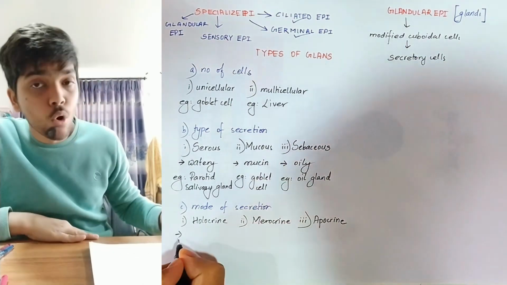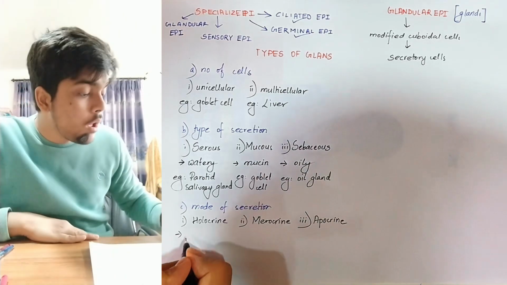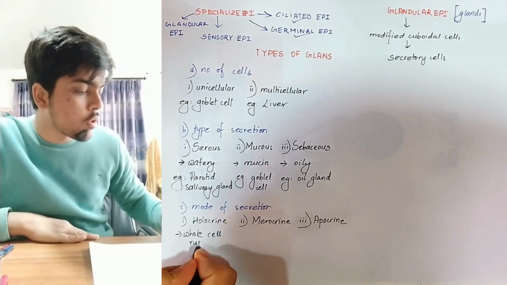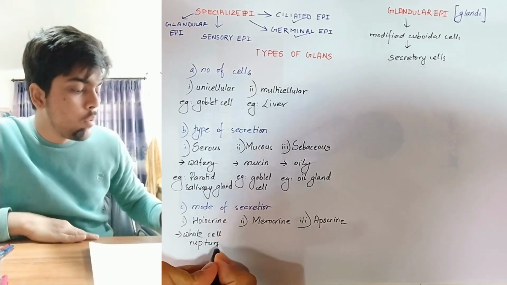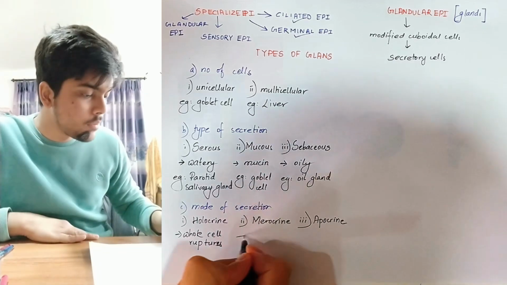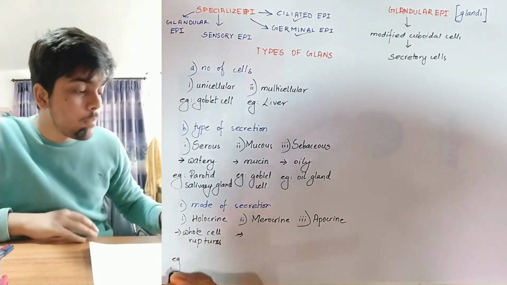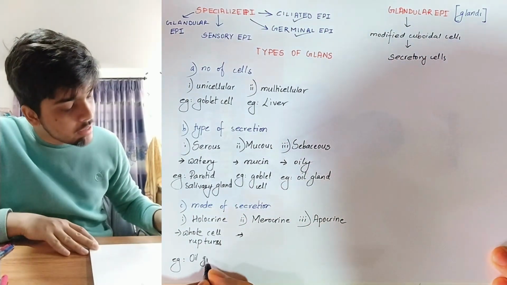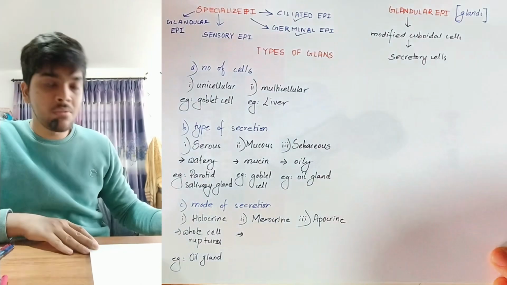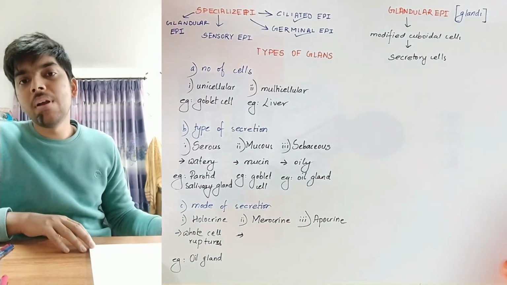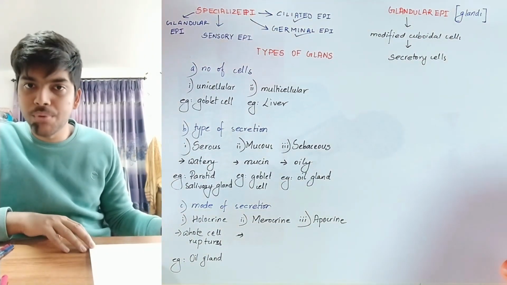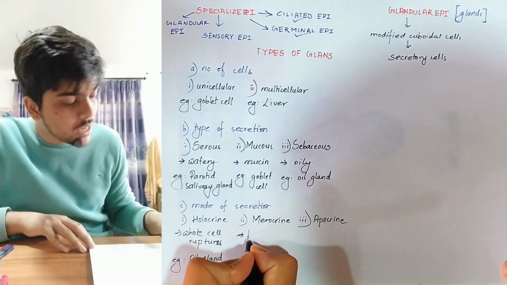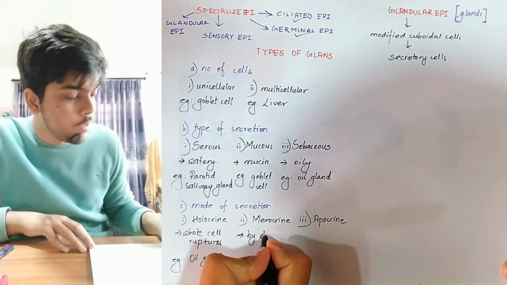Holocrine consists of the part holo. So it means that the whole cell of that particular gland ruptures or gets destroyed when it secretes its secretion. For example, your oil gland. When oil gland secretes sebum or its oily secretion, the whole of its cell gets destroyed or ruptured along with the secretion. Merocrine gland, the secretion is done by the process of diffusion.